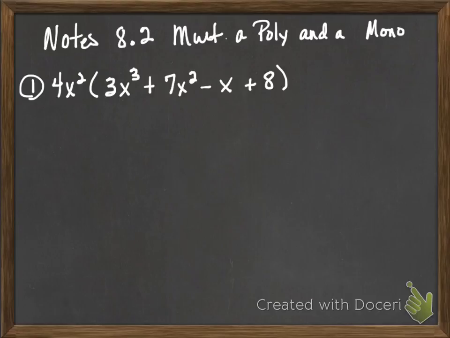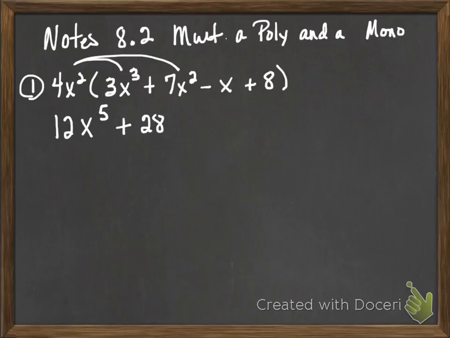Okay? So you're going to take that 4x squared and you're going to multiply it by 3x cubed. So start with your coefficients. 4 times 3 is 12. Bring down the x. Okay, bring down the x. Add the exponents because you're multiplying those together. That is 5. Multiply your 4x squared times the next term. 4 times positive 7 is positive 28. x squared times x squared is x to the fourth power.